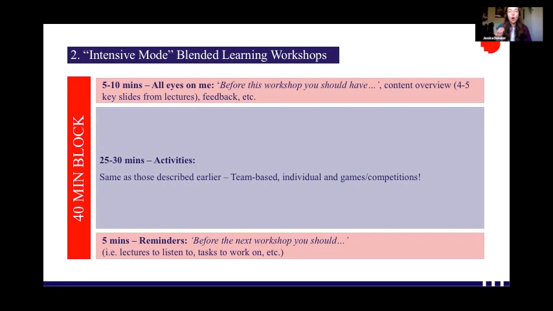So this model was culturally adaptable. All the activities that I have been able to use can also be used with different cultural cohorts. I was able to take over the team-based and individual games and competition activities I showed you earlier. And then, as always, I had a couple of minutes at the end to refocus the group and tell them what they needed to do before they came back to the next workshop. So if they were going to listen to recorded lectures, what to work on or what to listen to.